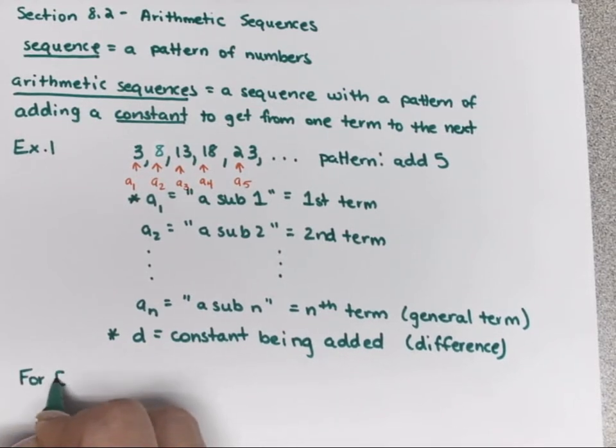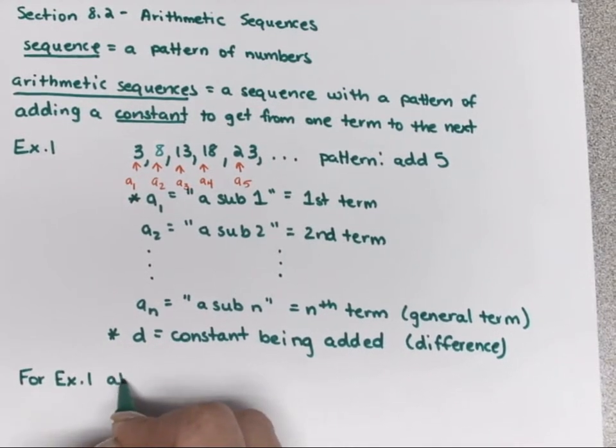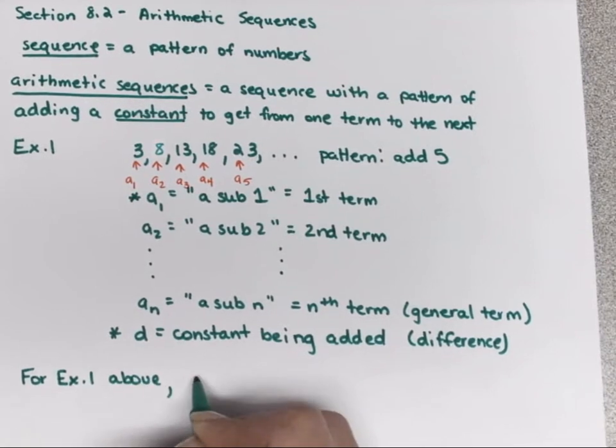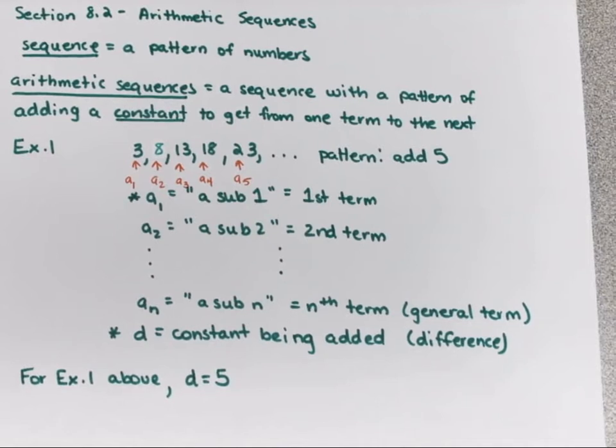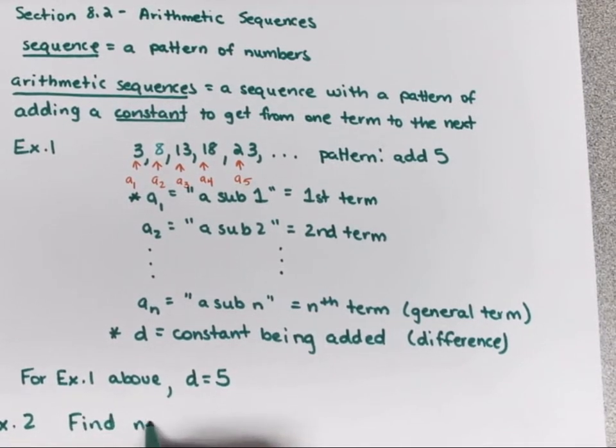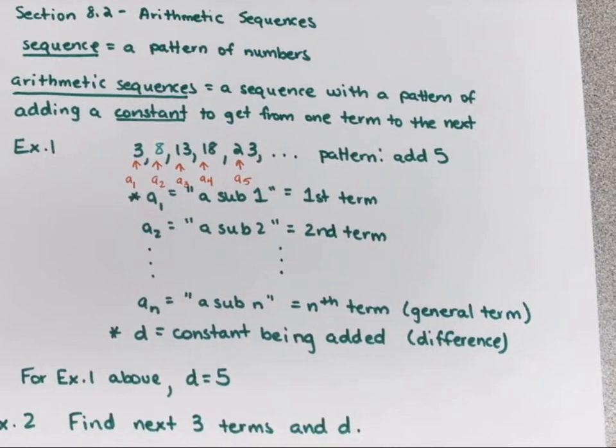Okay, so for example 1 above, what was D? What was the number we were adding every time? 5, yes. If you're getting smaller, what kind of number do you think D will be? Negative, yes. Okay. All right, so a lot of these patterns are going to be really easy to pick out. So for this pattern, I want you to find the next 3 terms, and then I want you to find what D must have been.